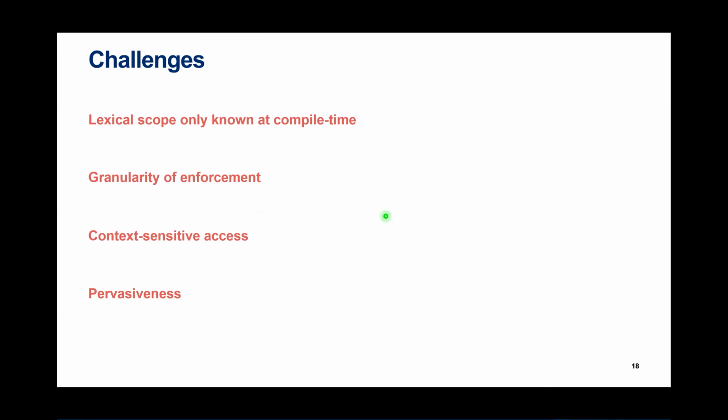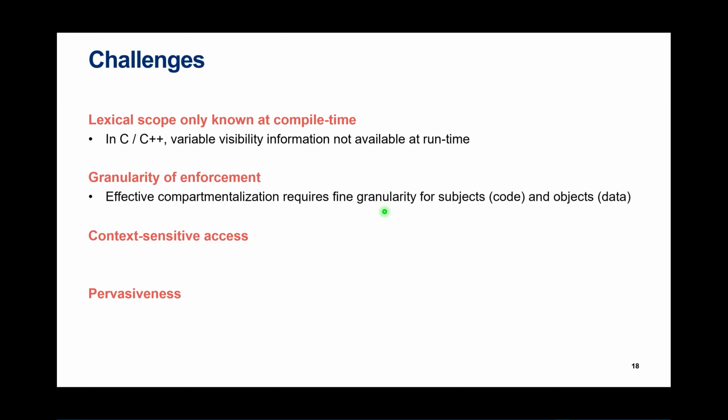So first of all, we said that the lexical scope is only known at compile time. So we have to have some way to instrument the compiler so that this information is retained and made available at runtime. Second is the granularity of enforcement. There are previous works that did software fault isolation that did isolation at the level of modules. But here, what we would like is very fine granularity, at the level of, say, functions or even blocks or even individual lines of code.